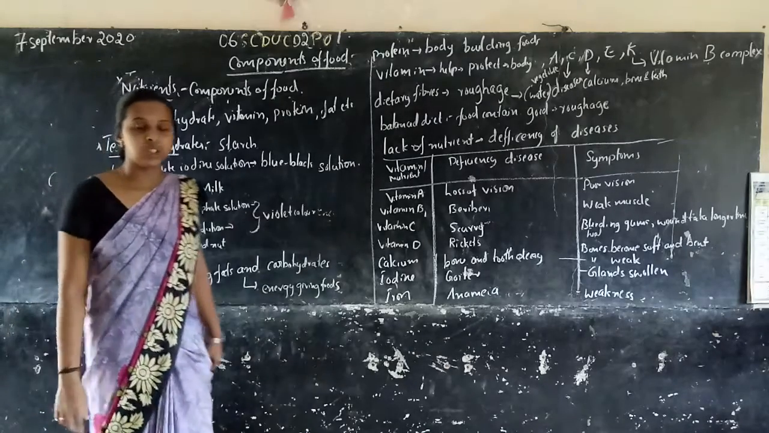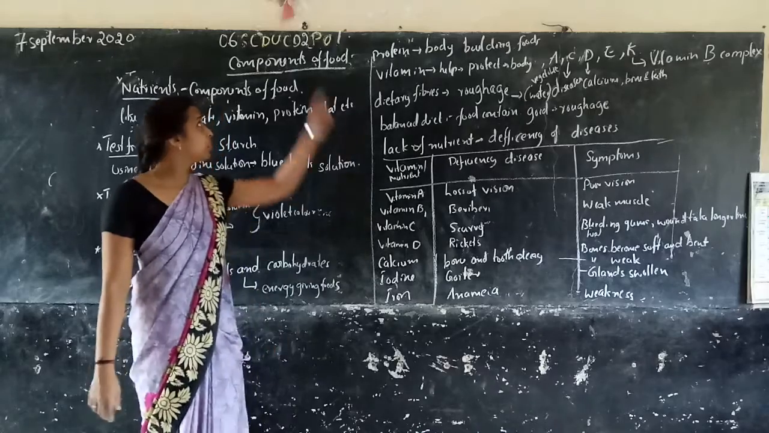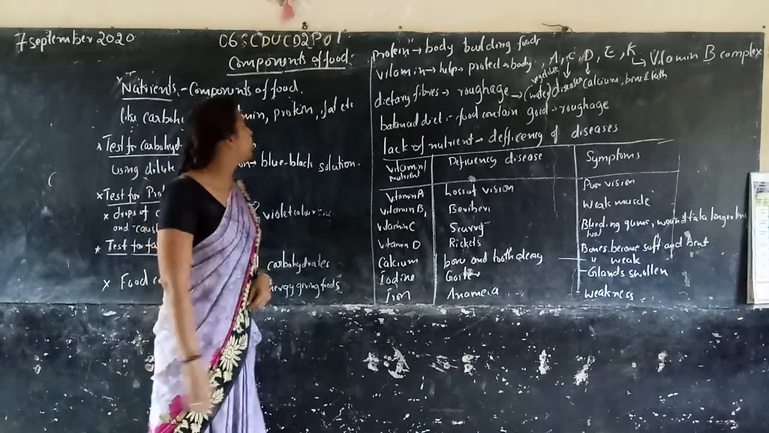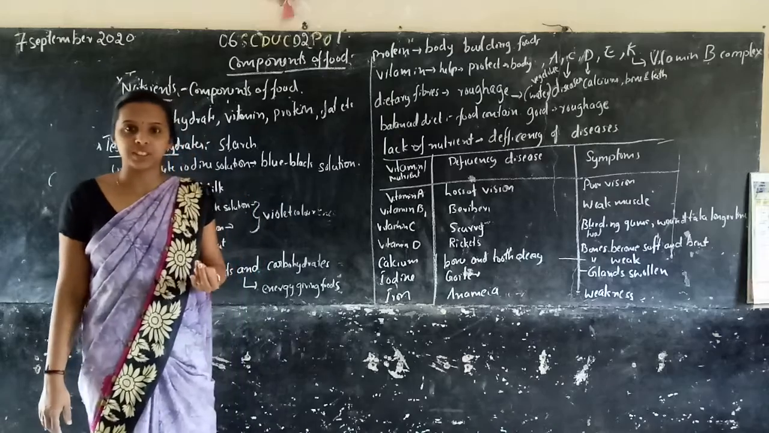Children, today we study 6th standard science, chapter 2, part 1. The video is on components of food. What is this? Components of food.